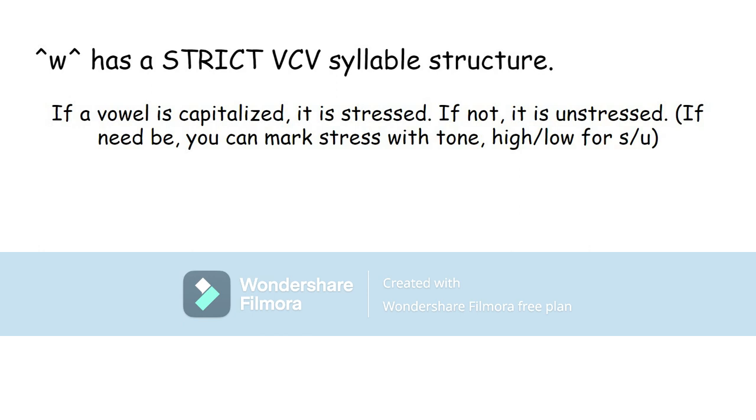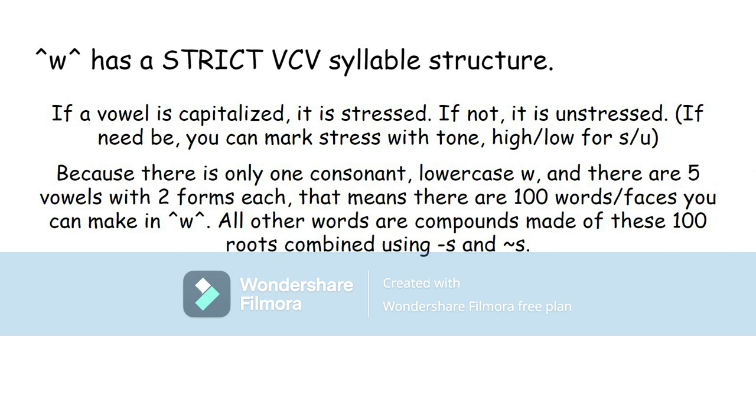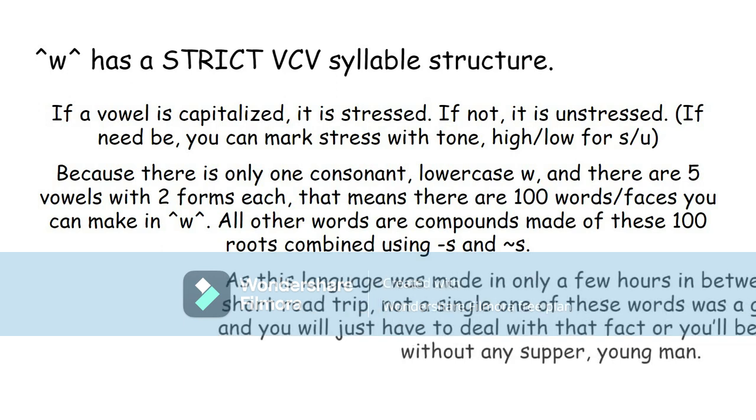So, you know. Because there's only one consonant, which is lowercase w, and there are 5 vowels with 2 forms each, there are 100 words / faces / syllables you can make. All other words are compounds of these 100 roots, combined using dashes and tildes.